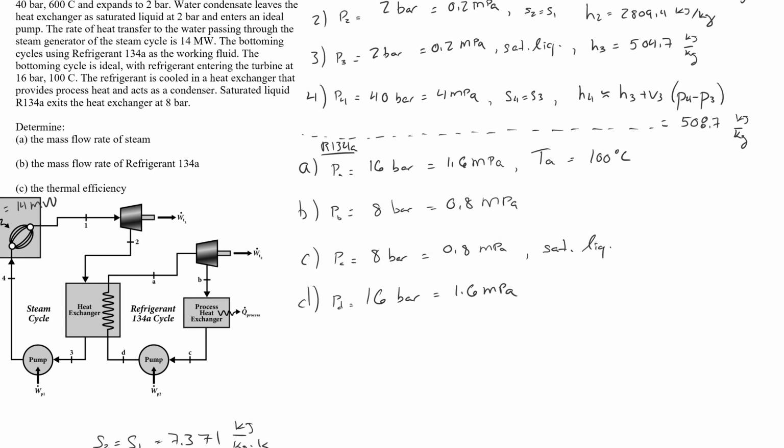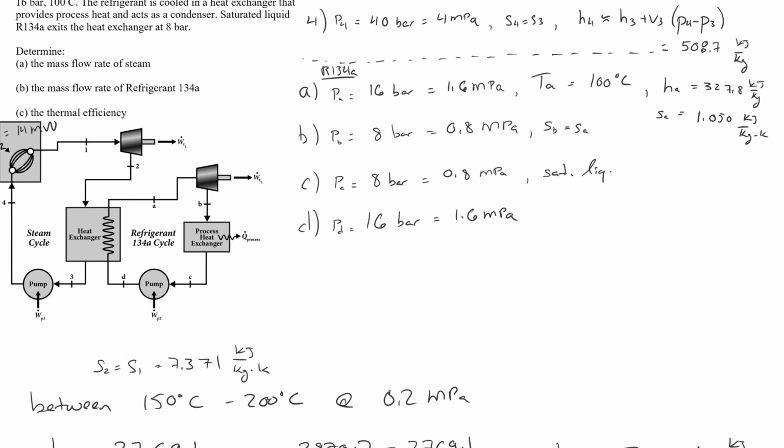Now let's go to state A. State A is a superheated vapor of R134A, and so directly from my table I can get the enthalpy value, 327.8, and the entropy value at A, 1.050 kilojoules per kilogram Kelvin. And I know that SB is going to equal SA.